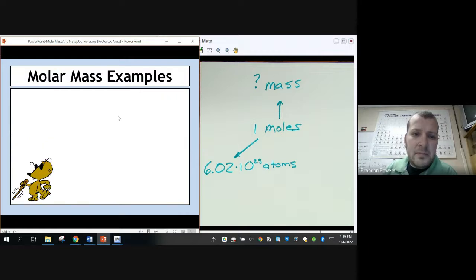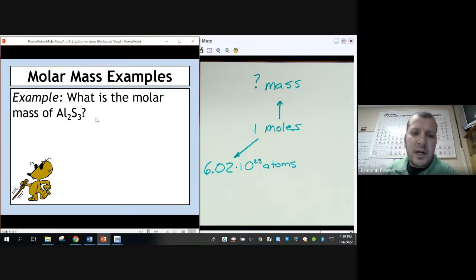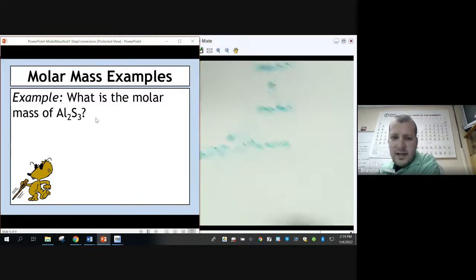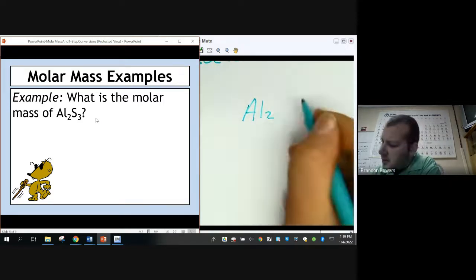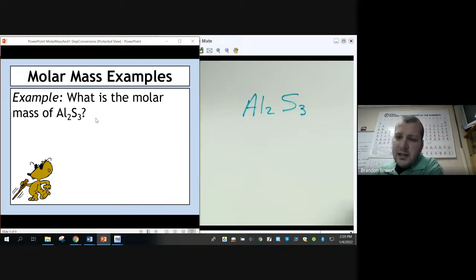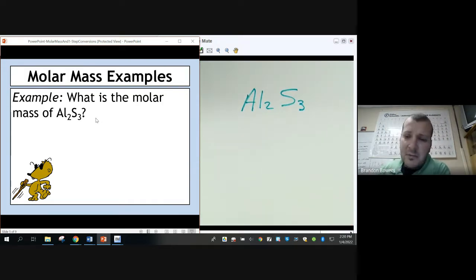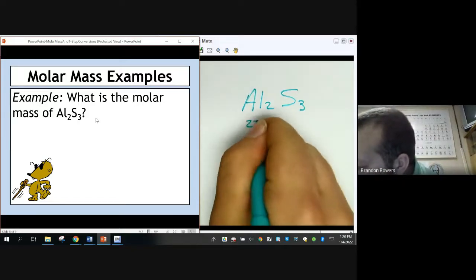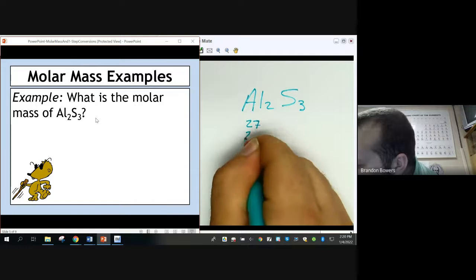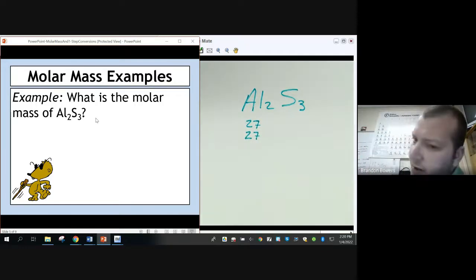So let's go over an example. What is the molar mass of aluminum sulfide? Aluminum sulfide is Al2S3. You have to look at the periodic table to find the molar mass. Aluminum is element 13. It is 26.98154. If it's all right with you, I'm going to round to 27. Its mass is 27, but I have 2 of those, so 27 and 27.